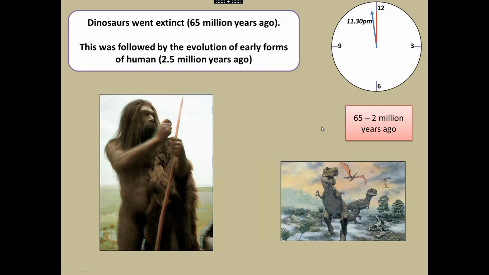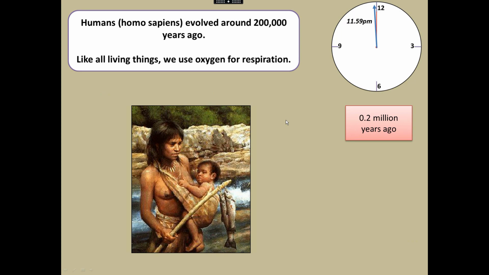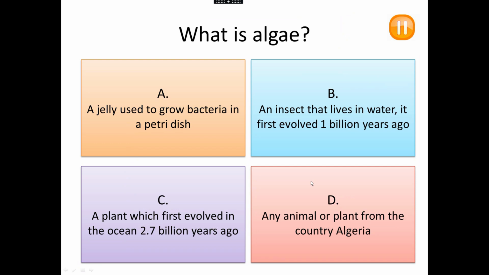Dinosaurs went extinct about 65 million years ago, about 11:30 p.m. on this clock. Humans arrived 2.5 million years ago, like Neanderthals, early humans. That's even later on the clock, about 11:55, something like that. Then, human beings, Homo sapiens, evolved around 200,000 years ago, 11:59 p.m. on our clock of the Earth's atmosphere. Okay, so humans have not been around for very long.